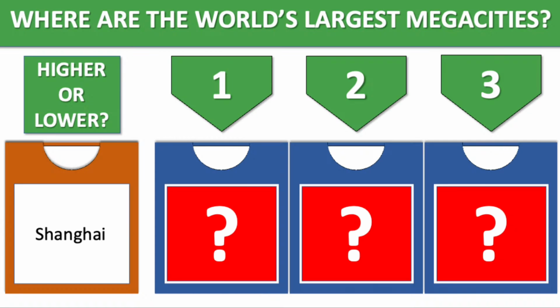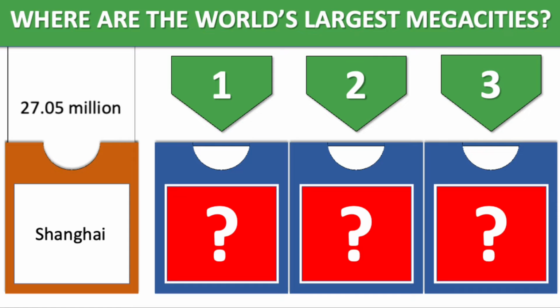Okay, let's move on to a higher-lower activity. We are looking at the world's largest megacity. So we're starting off with Shanghai. Shanghai has a population of 27.05 million people. Right, let's have a look at our next megacity.